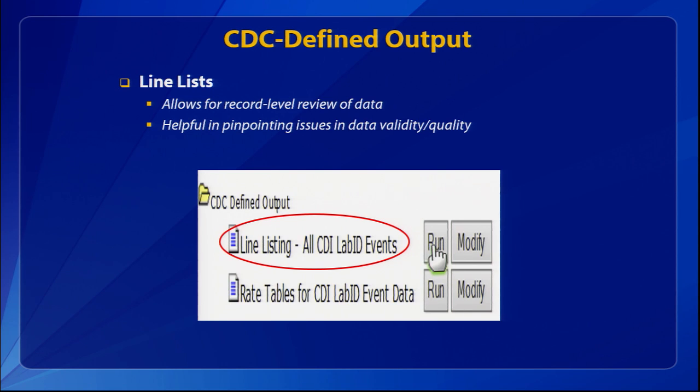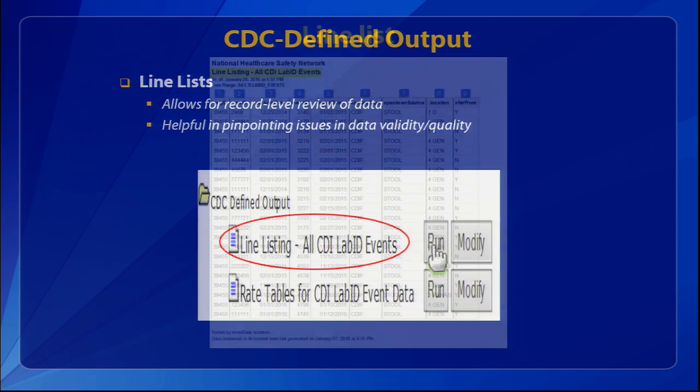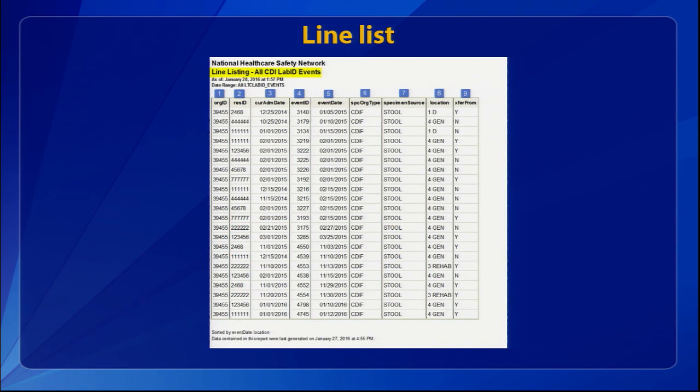First, I'll talk about the line lists. The line lists are useful because they allow users to view record level data and can help identify issues in data quality, for example. This is hypothetical data that I've created just to show, once you've entered the data, what a summary of it would look like.